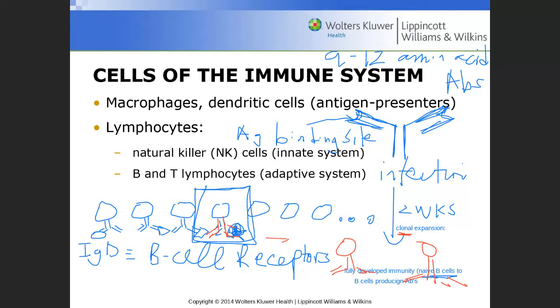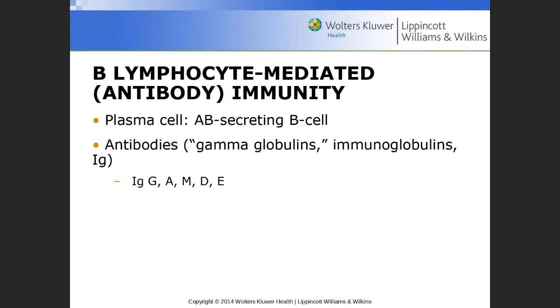And when we talk about immunoglobulin, IgD is the one type that is found on a B cell and acts as the B cell receptor. There you go. So that's the one type of immunoglobulin.